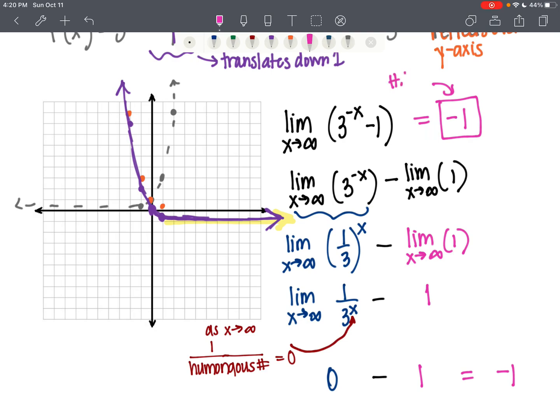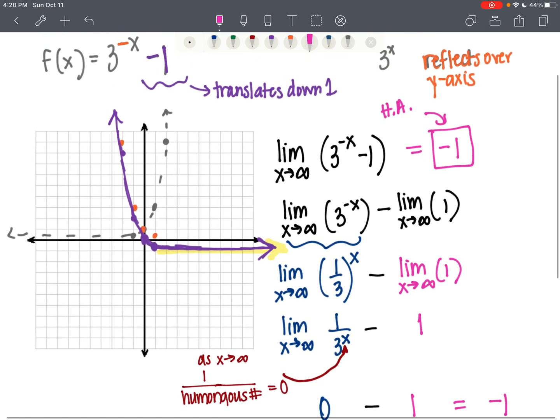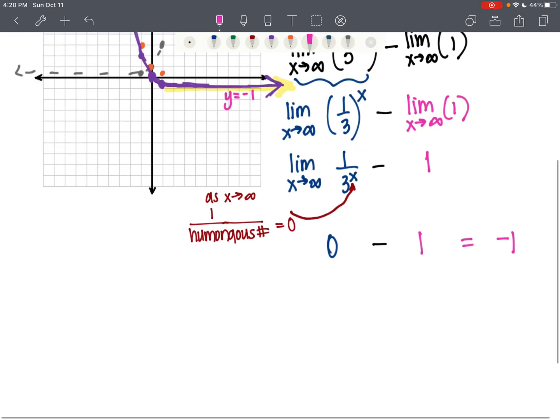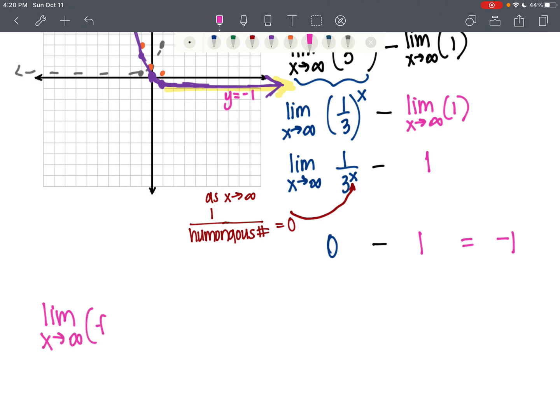That's the horizontal asymptote. And look here, we had that horizontal asymptote right here, y equals negative 1. Hot dog. So, long story short, the limit as x approaches infinity of f of x is equal to the horizontal asymptote, which is y equals negative 1.